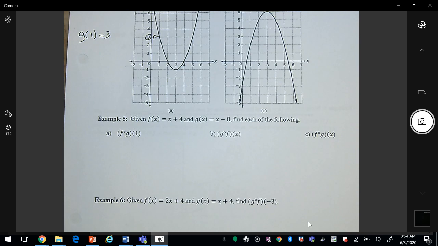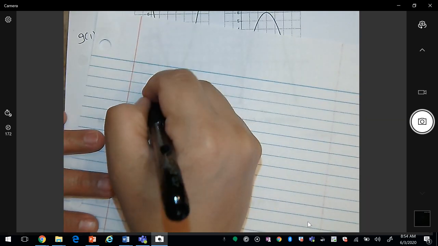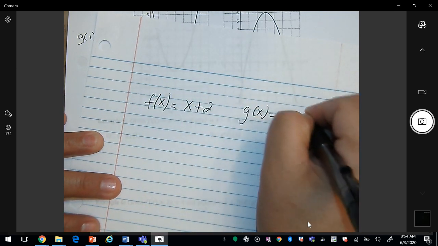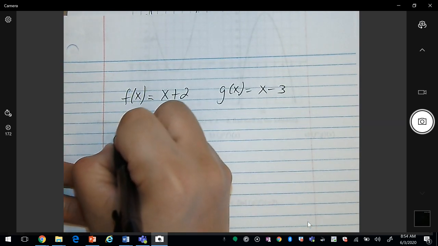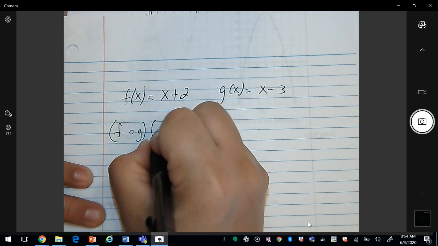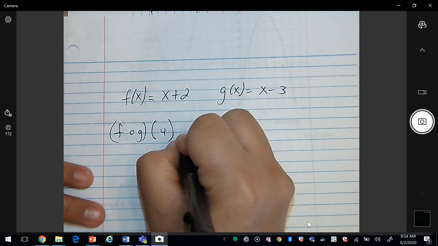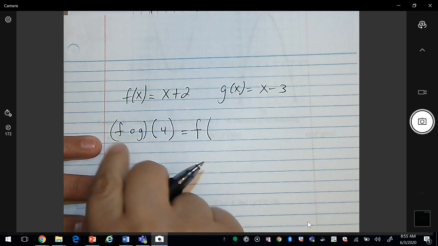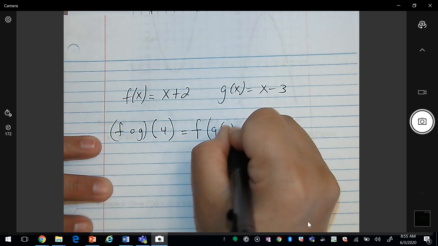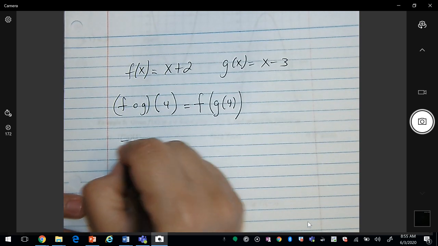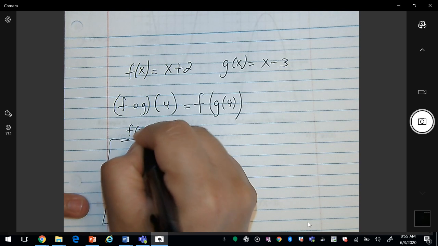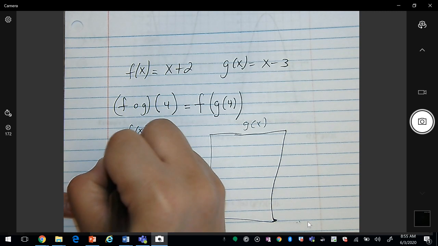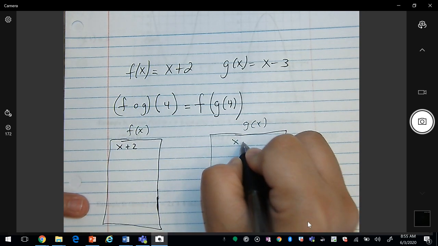Let me draw a picture of what's going to happen. Let's say you have f of x is x plus 2, and g of x is x minus 3. Then we want to do f composed of g of 4. First, we can rewrite this as the first function on the outside, the second function on the inside. Let's say you had two machines. This is your f of x machine, and this is your g of x machine. Inside this machine you have x plus 2, and over here you have x minus 3.